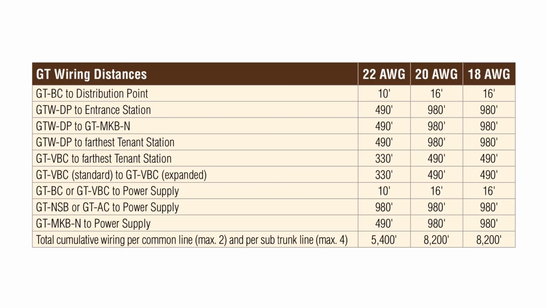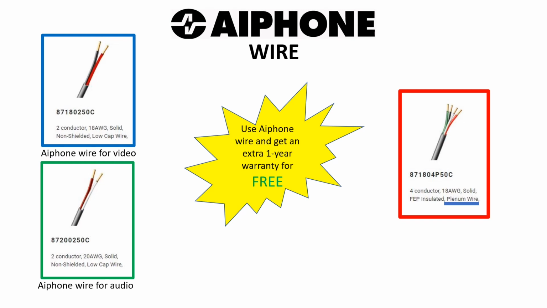When you're designing your system, please keep an eye on this wiring distance chart so you can decide where you put your components. Please stay within the distance ranges on this chart. When installing an Aiphone system, if you use Aiphone wire, it will add an extra 1-year warranty to your system.